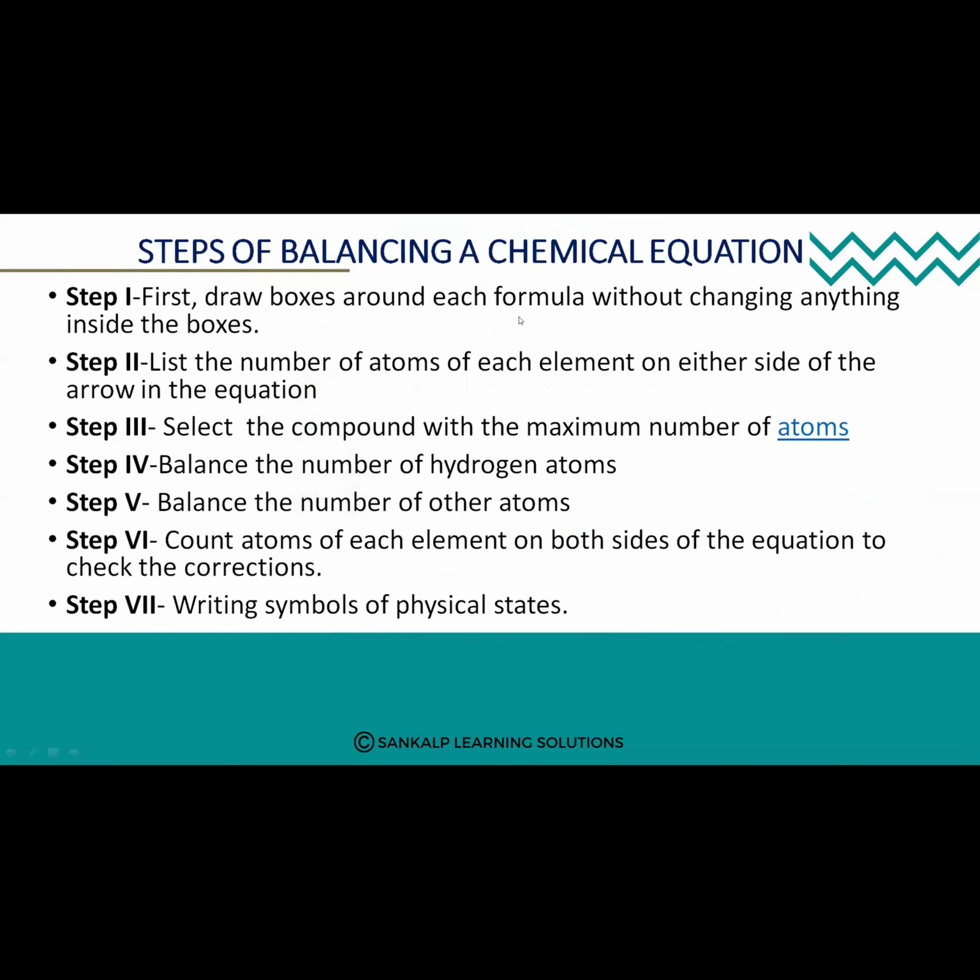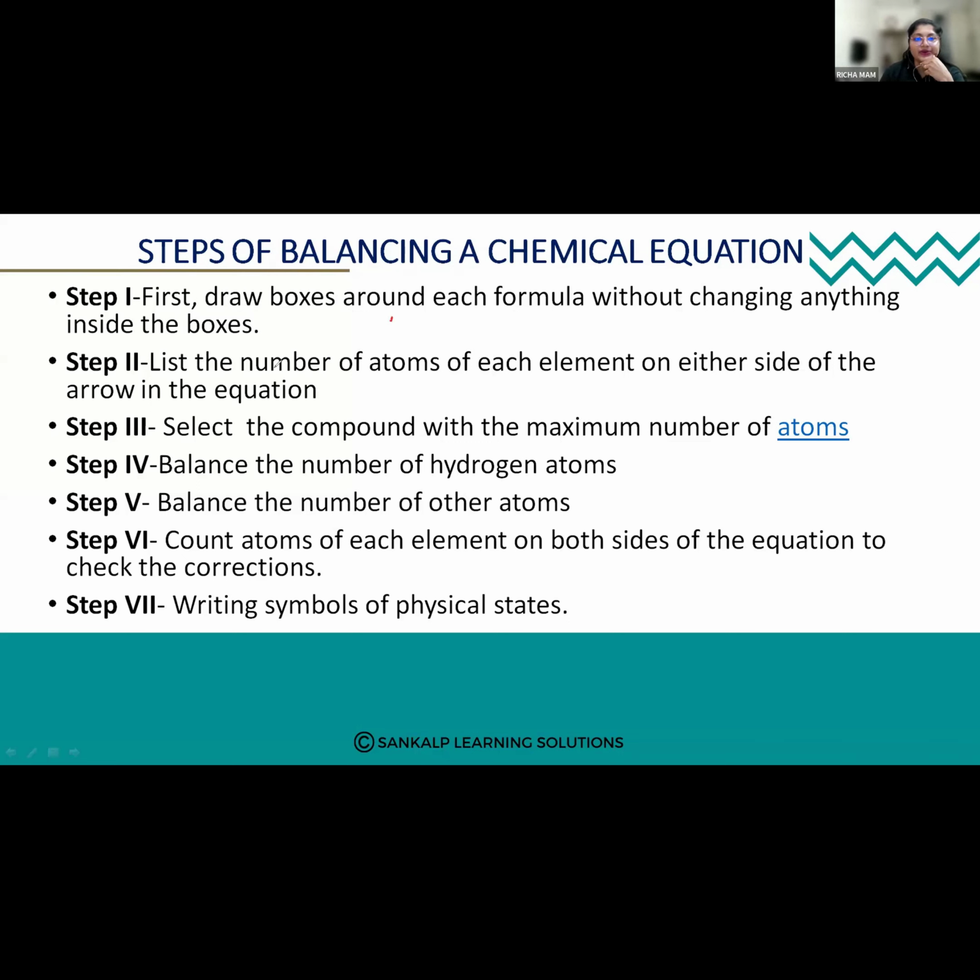So let us see next the balancing of chemical equations. How are we going to balance a chemical equation? These are the steps. Please read the steps. What is the first step? First, what do we have to do? We have to separate each molecule or formula. We should not change anything. What we are going to do is separate them. How are we going to separate them? We have to draw a box around each formula.